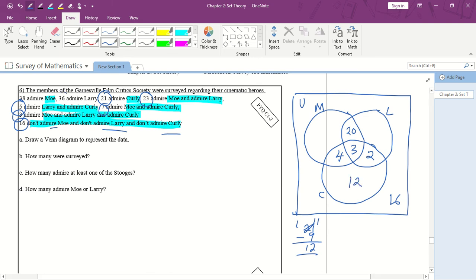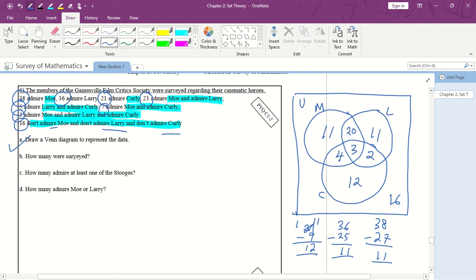And the next one, 36 admire Larry. So 36, I need to minus the addition of these 3. So 23 plus 2, 25. So 11. And the next one, 38 admire Moe. 38, so minus 20 plus 3, 23 plus 4, 27. Which also is 11. Okay, and now we're done with the first one, draw a Venn diagram to represent the data. And the next one, B.